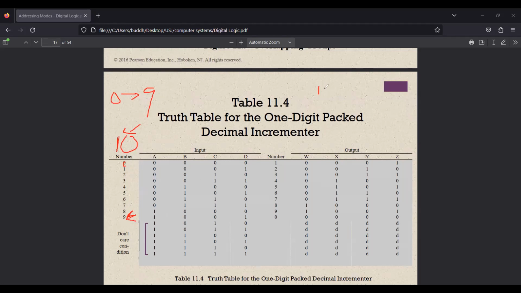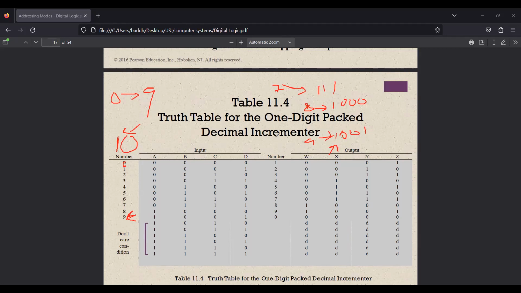So 7 is 1, 1, 1. Adding 1 will be 8. That means 1, 0, 0, 0 is 8. And 1, 0, 0, 1 is 9. So this is 8, and this is 9. So there are 4 inputs actually. 1, 2, 3, 4. 4 inputs to represent number 9.